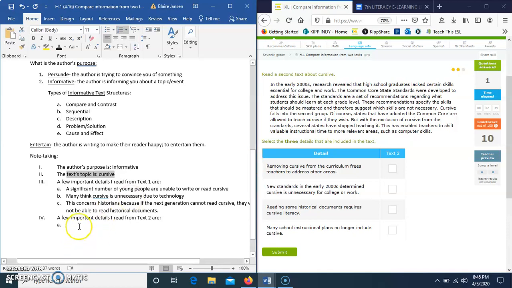Now, I noticed that I didn't jot down any important details first. I needed to read my text first and then decide which details were important as I read through a second time. As I read back through this informative text again, I'm keeping in mind my author's purpose. My author's purpose is to inform me about cursive. So I need to look for the details that the author deems most important about this topic.